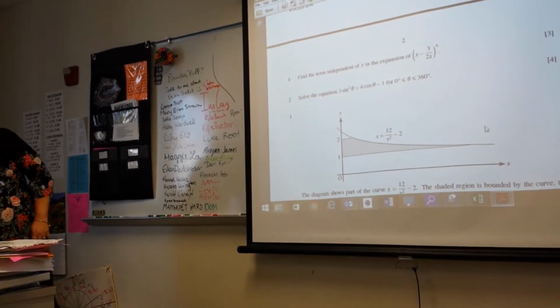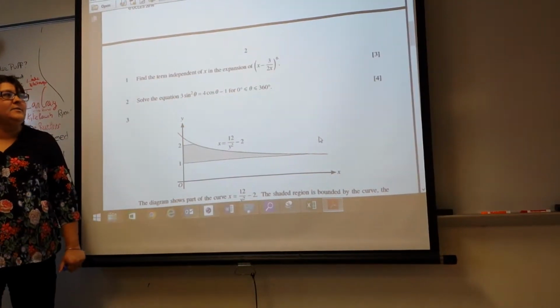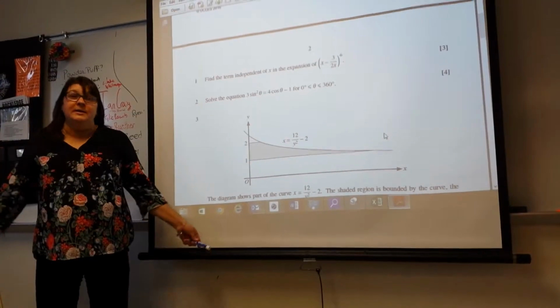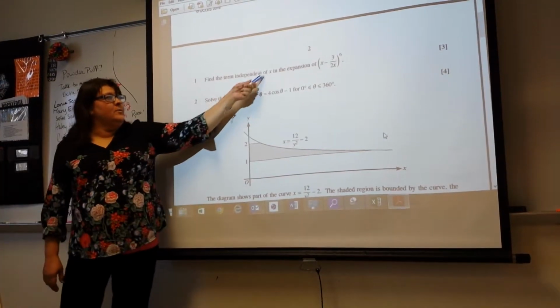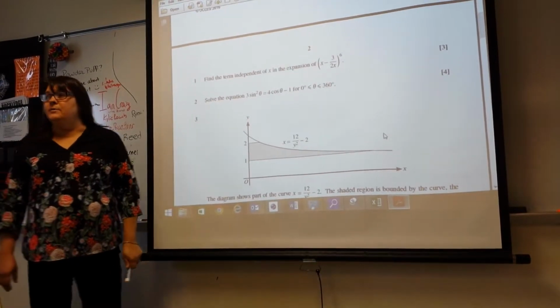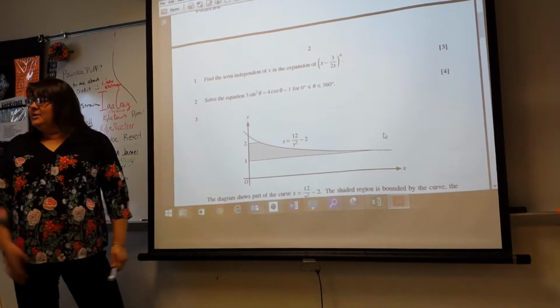Let's do this. Find the term independent of x in the expansion of (x minus 3 over 2x) to the 6. Look familiar? Does the word independent throw you off, or are you comfortable? There's no x's attached. It's a constant. It's just a number.